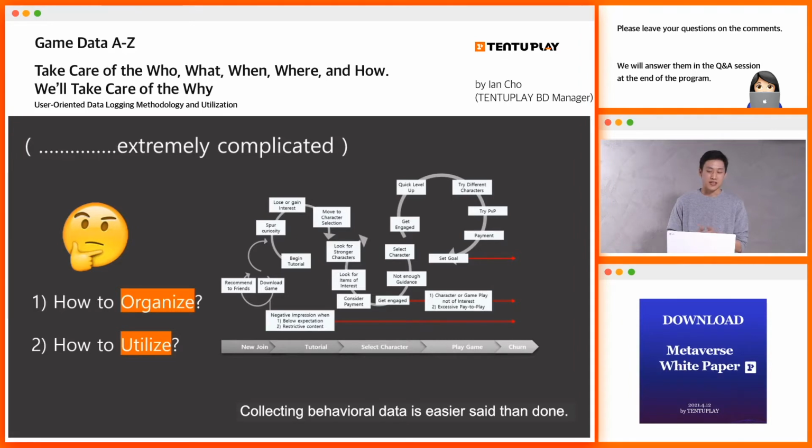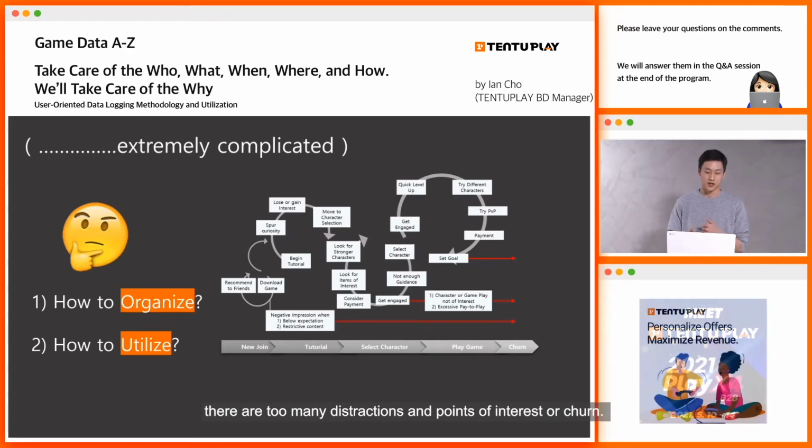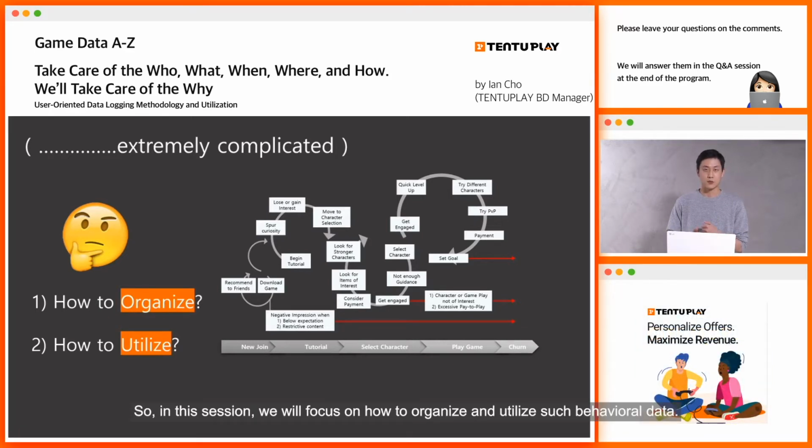So collecting behavioral data is easier said than done. Player journey is a very complicated one, as you can see in the image. Unlike website or any other app behaviors, there are too many distractions and points of interest or churn. So in this session, we'll be focusing on how to analyze and organize and utilize such behavioral data.